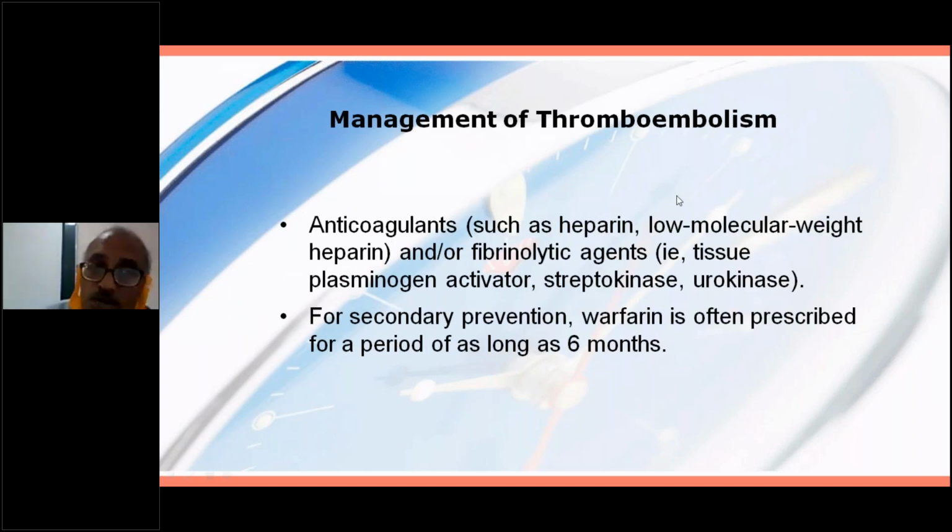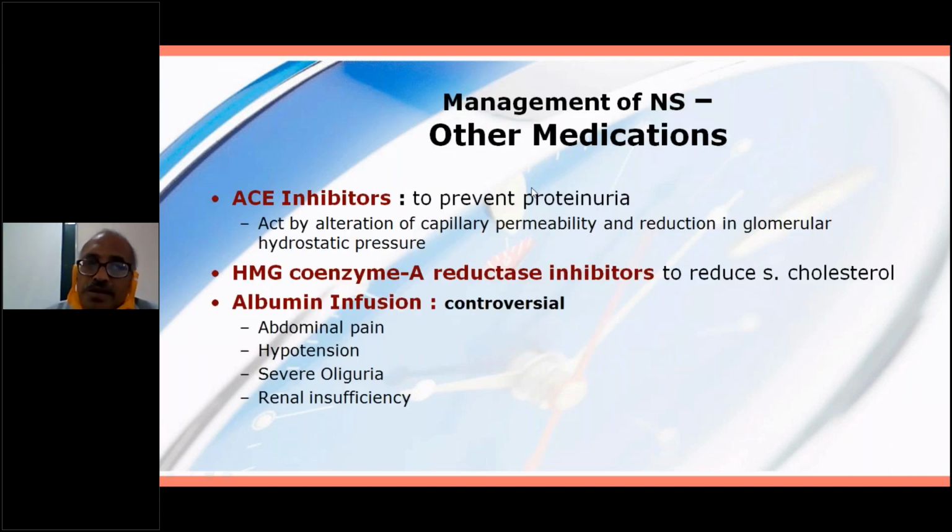How do you manage thromboembolism? Anticoagulants like heparin, low molecular weight heparin also. Fibrinolytic agents like plasminogen activators, streptokinase, urokinase, if there is already a thrombotic phenomenon. For prevention, warfarin is used for longer periods, may be necessary for as long as 6 months also. And other medications, sometimes ACE inhibitors may be necessary for proteinuria. HMG coenzyme A reductase inhibitors, as I said already, for cholesterol.